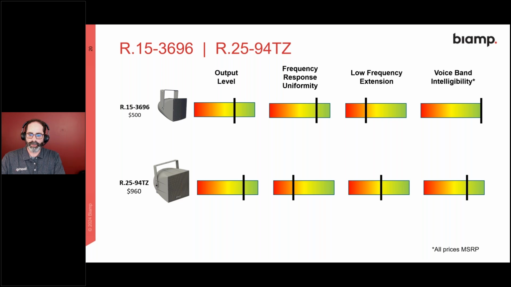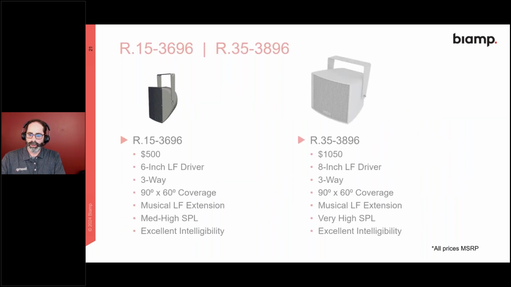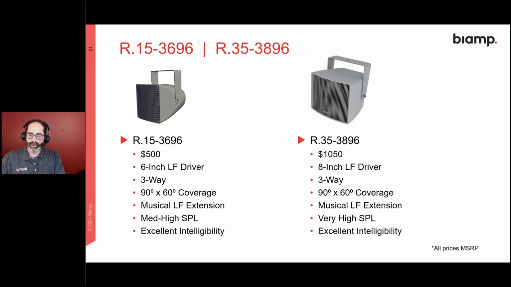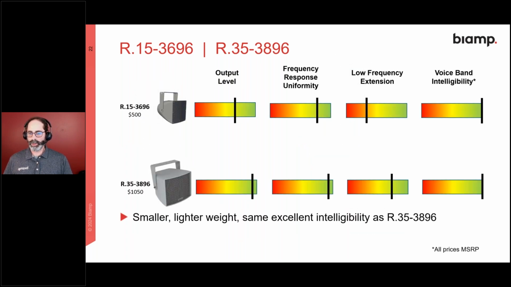Again, I'll let you check out some of the additional details. All right, and then the big brother is the R.15-3896, which is a little more than twice the price for a three-way system, 8-inch. It has more bass response, not deep bass response, but it certainly covers the voice band and then another half octave or so. So that's basically where the 3696 winds up in the lineup.